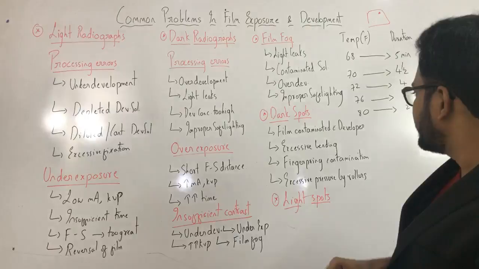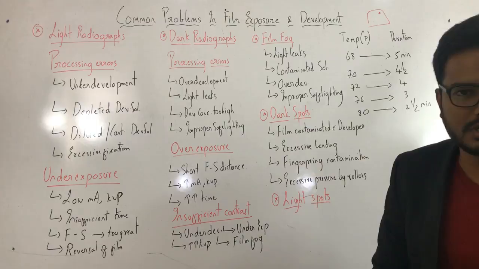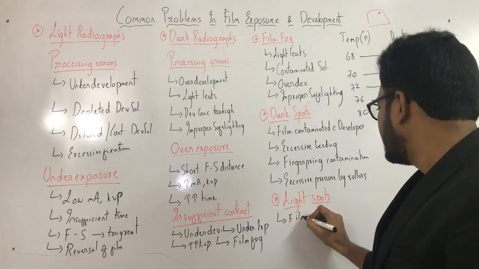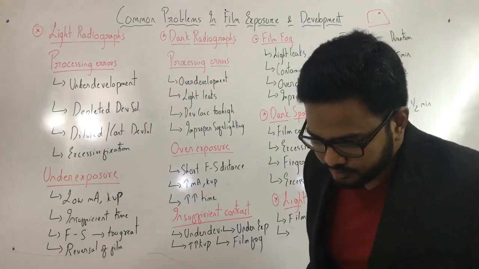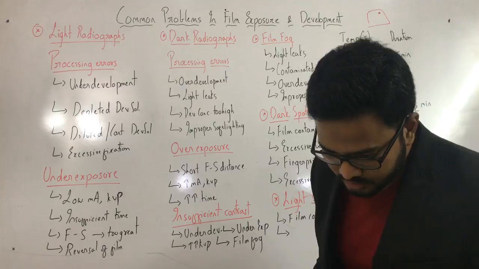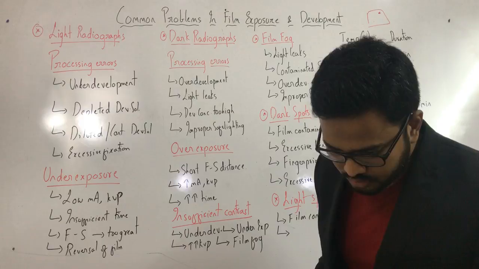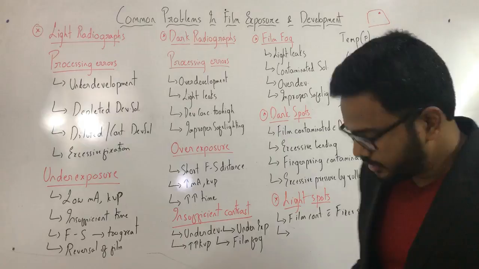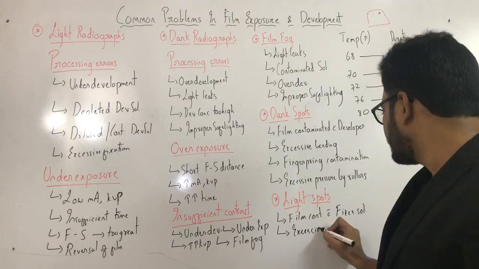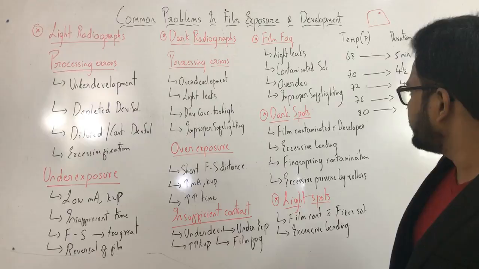Yes. Similarly, as we have seen previously, a dark spot can be because of film contaminated with developer solution before processing. So in case of light spots, film contaminated with fixer solution. Good. Anything else? Yes, it can be a drop of your fixer solution. Scratched film, emulsion peel, they all come under different criteria. Even excessive bending of film. Right, so these are your dark spots and light spots.